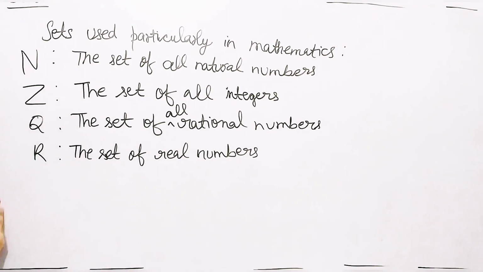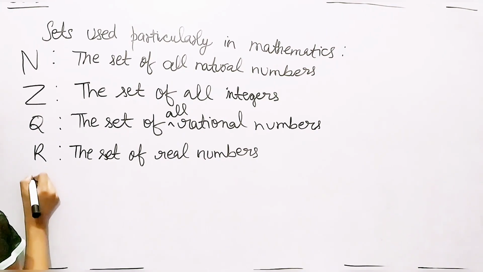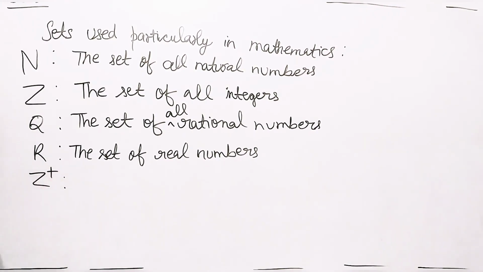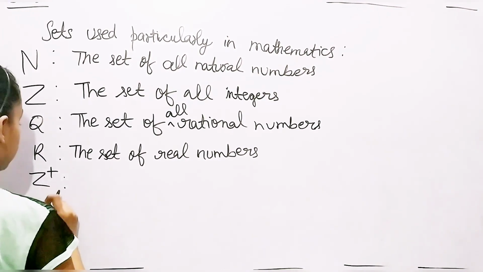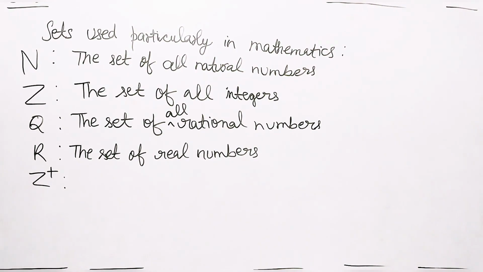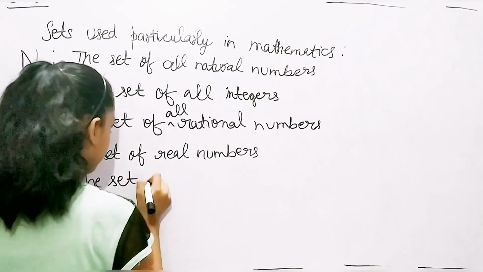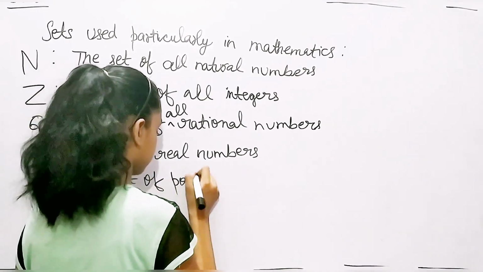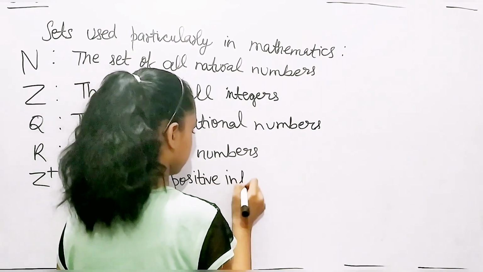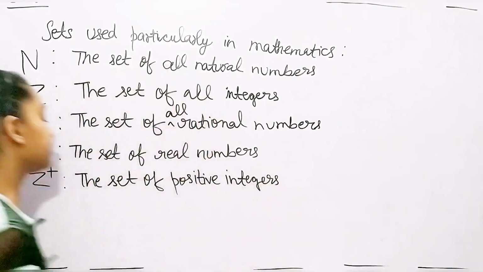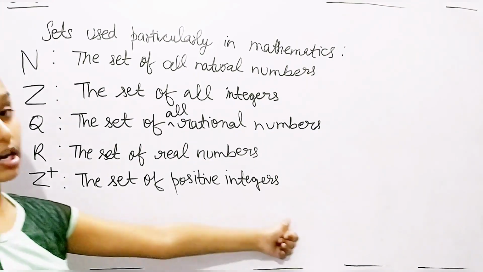Now let's move on. There are actually some positive types of sets also. Natural numbers are always positive, so there's no need to write a positive or negative sign. But integers are negative and positive, so we say Z positive is for the set of positive integers.